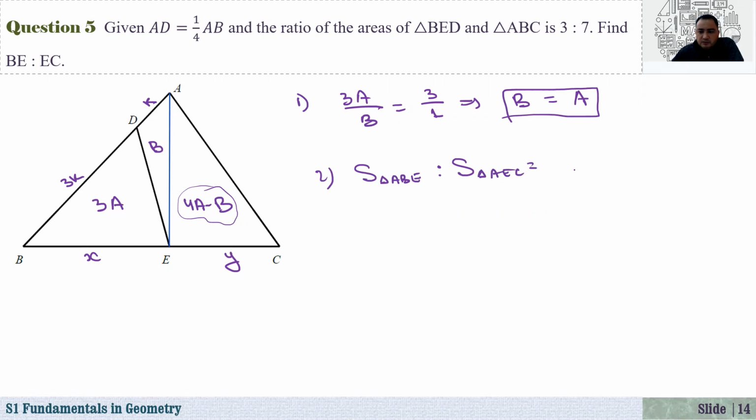AEC is equal to, what is it? X to Y, because they are sharing that common path. Now from here, let me just find X to Y. What is X to Y?